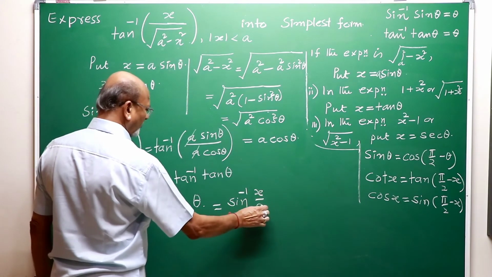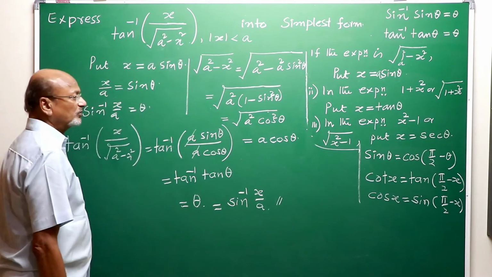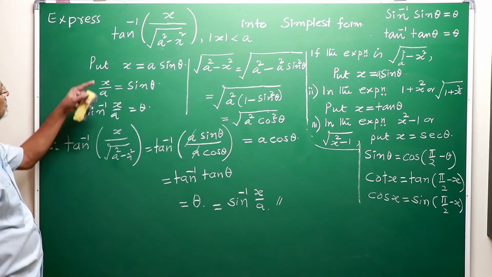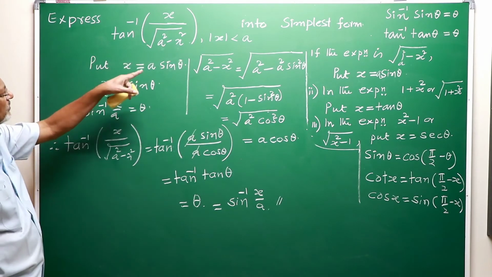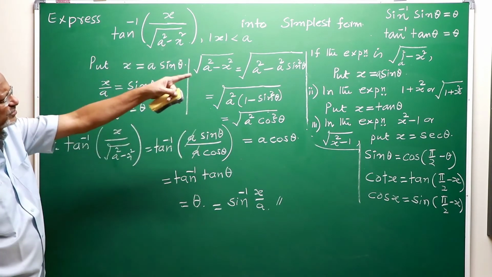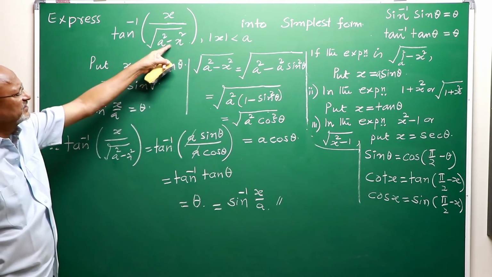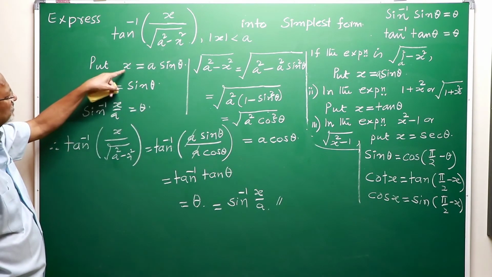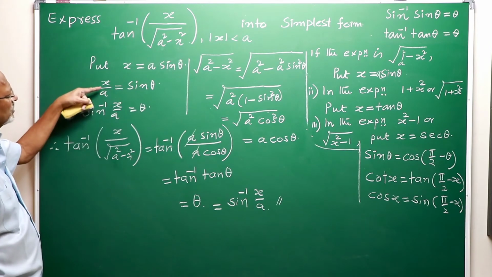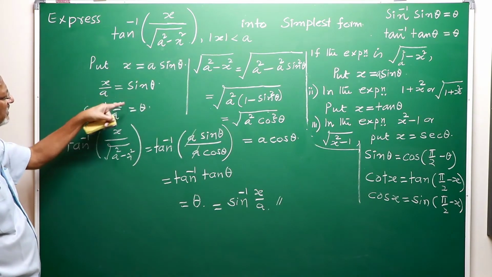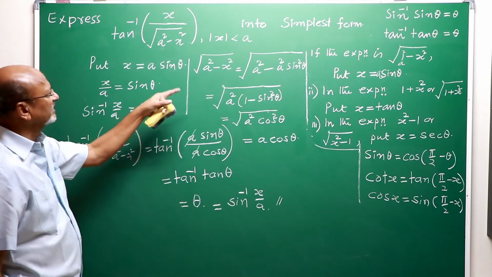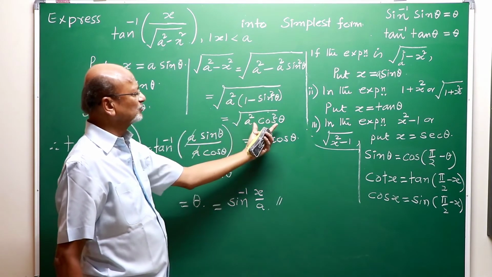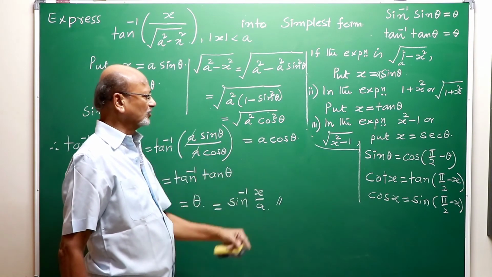sine inverse x by a. All these are good examples from your textbook, either regular exercise or miscellaneous exercise, my friends. Express this in simplest form. You must observe immediately and know it: a square minus x square is sine, a square plus x square is tan, x square minus a square is sec. X is a sine theta. Put the value, find the value of theta. Sine inverse x by a is theta. In the denominator, substitute x: a square minus a square sine square is a square cos square, square root is a cos.